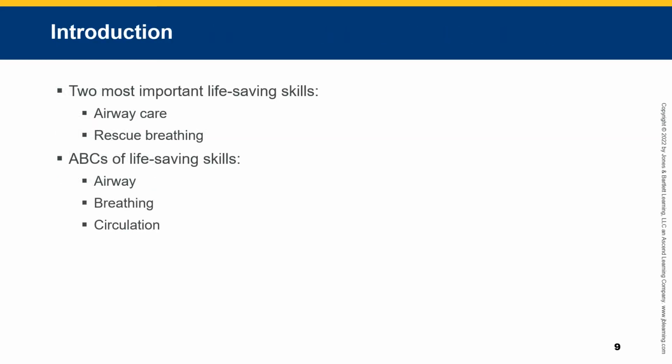This chapter introduces the two most important life-saving skills, those involving airway care and rescue breathing. Patients must have an open airway and must maintain adequate breathing to survive. By using simple skills, you can often literally make the difference between life and death. The ABCs of life-saving skills are airway, breathing, and circulation. And you must remember the check and correct processes for both airway and breathing skills.